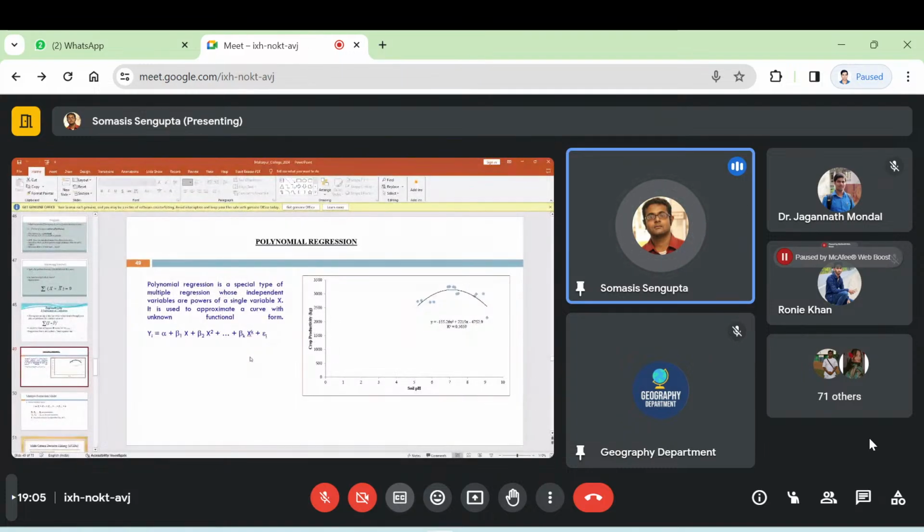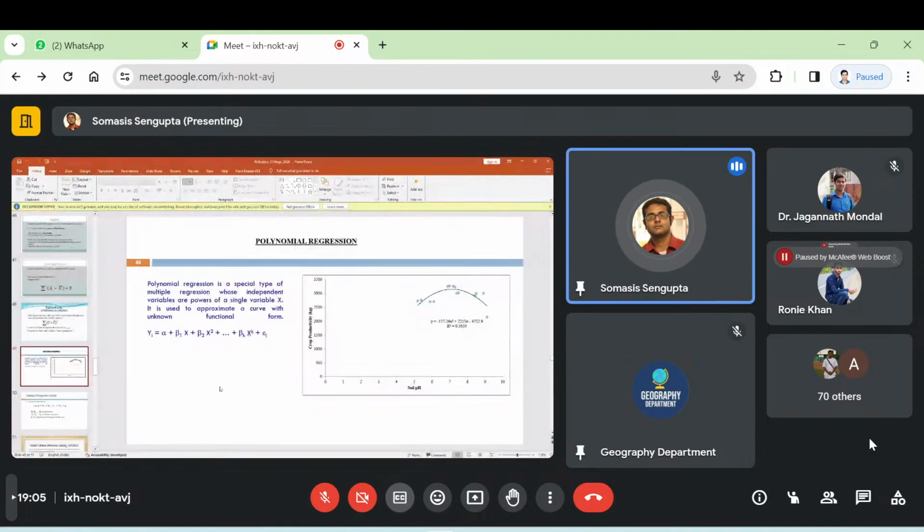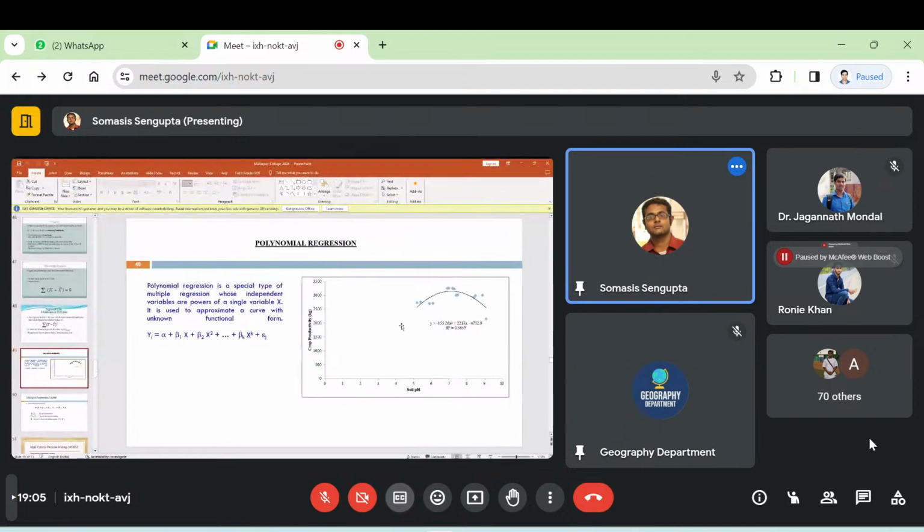So as I told you earlier, sometimes there are data sets where the linear trend or a single trend doesn't exist. So in this case, we use polynomial regression. As I told you, the relationship between soil pH and crop productivity. I'll just see whether any message has come. Slide is not. Okay. So this is the curve which I have fitted.